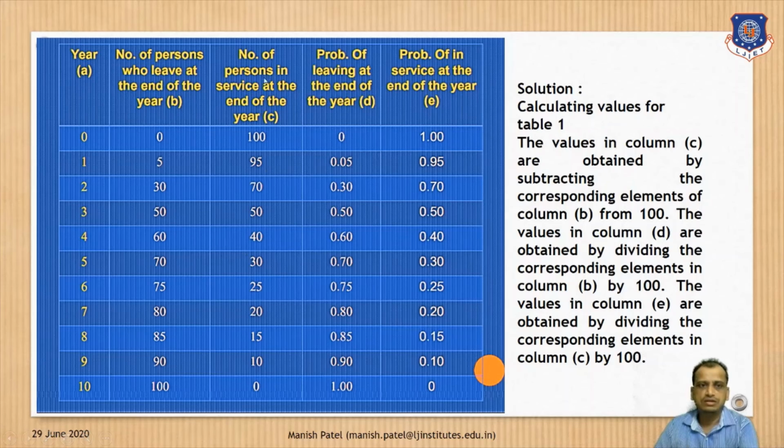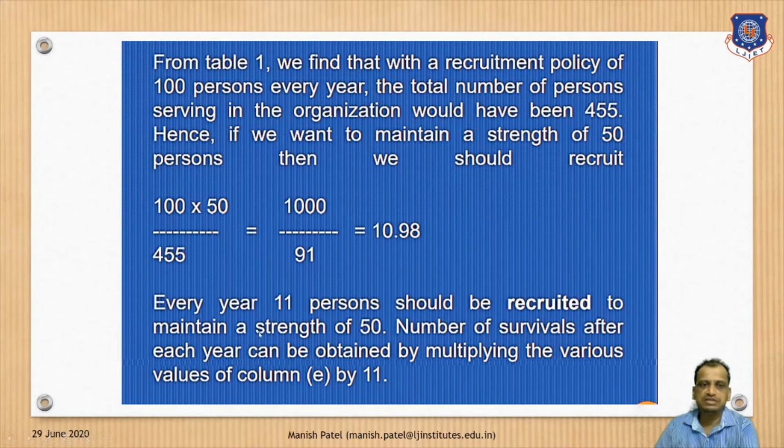For 100 the strength is 455, right? So for 50 what would be the strength? That is nothing but 1000 divided by 91, right? If you simplify this you will get around 10.91. If we take the round figure, it comes out to be 11 should be recruited to maintain the strength of 50. If they want to maintain the strength of 50, they will hire 11 people yearly. Understood?